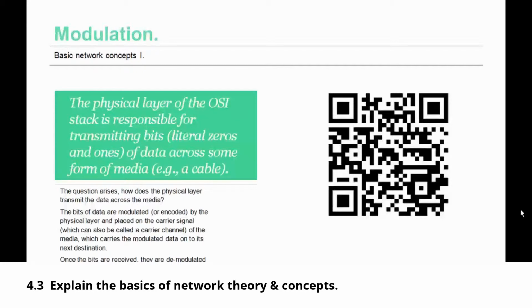The bits of data are modulated or encoded by the physical layer and placed on the carrier signal of the media, which carries the modulated data onto its next destination. The carrier signal can also be referred to as the carrier channel. Once the bits are received, they are demodulated or unencoded by the receiving physical layer.